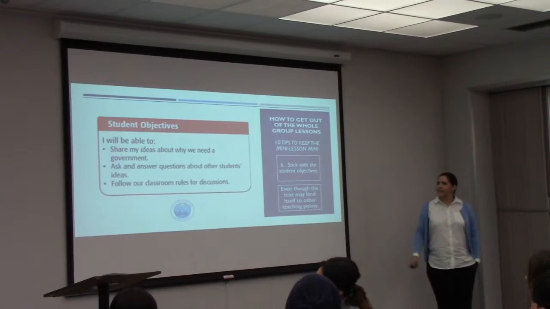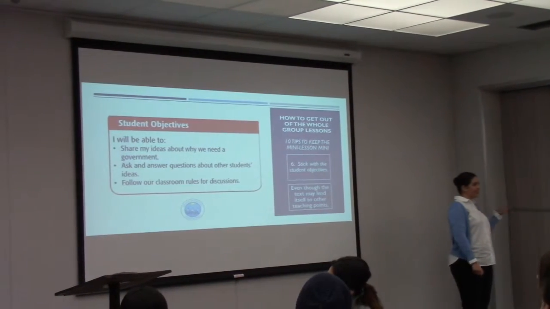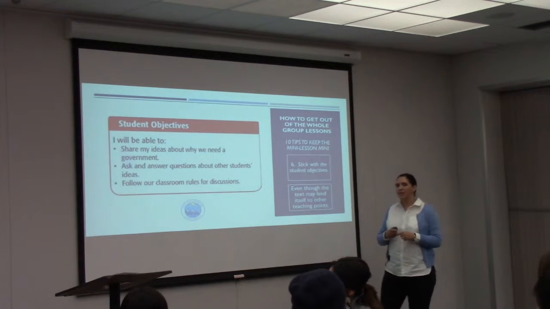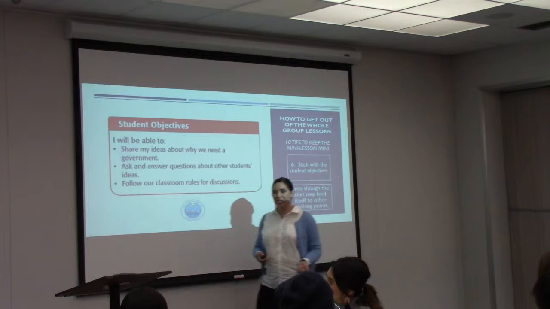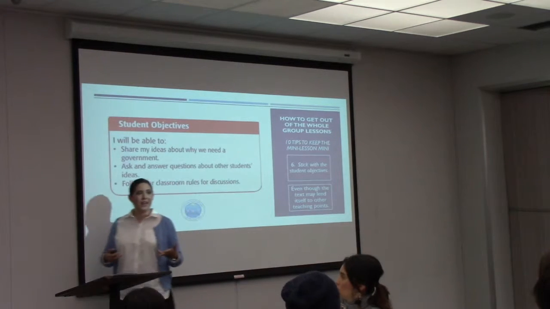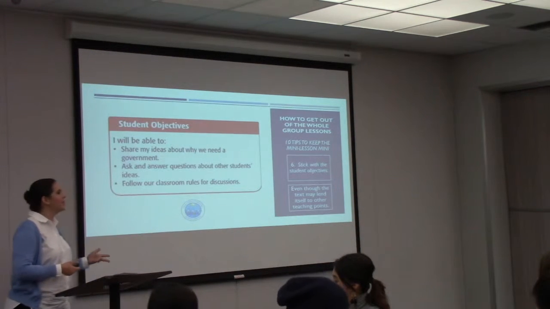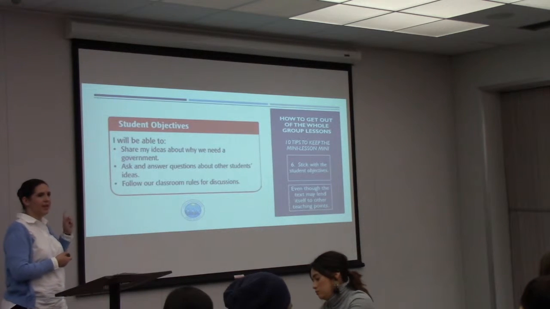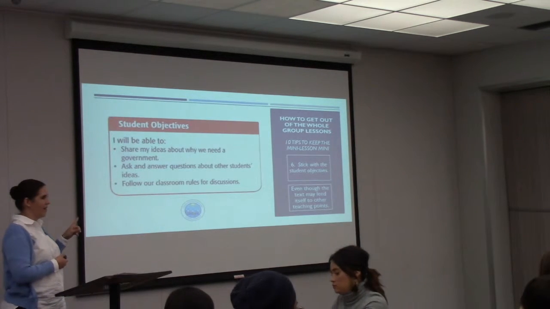Number 6 is stick with the student objectives. This kind of goes back to reading the text ahead of time. Even though the text might lend itself to some other teaching points and you're like, oh, this is a fantastic text and I can do something else with it, try your darndest to stick with the student objectives that are at the beginning of every lesson.